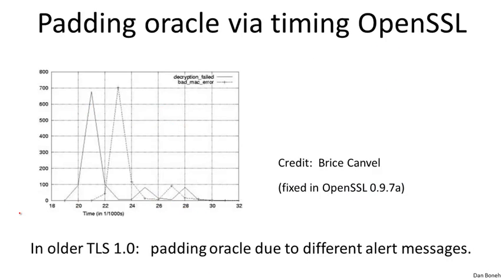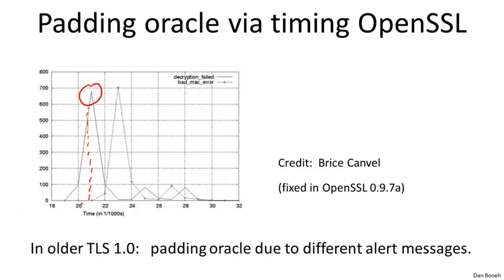If the pad is valid, then the MAC is checked, and if the MAC is invalid, decryption is aborted and an error is generated. As a result, this causes a timing attack. If the pad is invalid, then the alert message is sent very quickly. You notice that within 21 milliseconds the ciphertext is rejected.